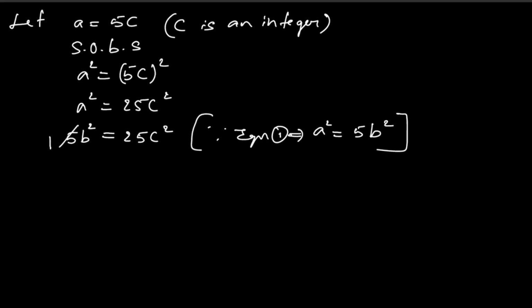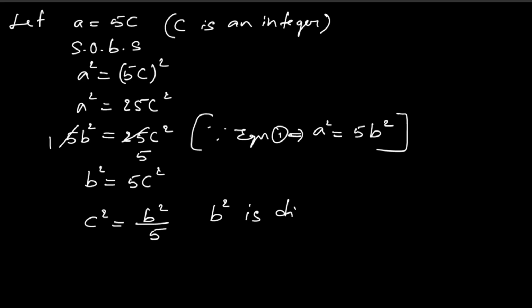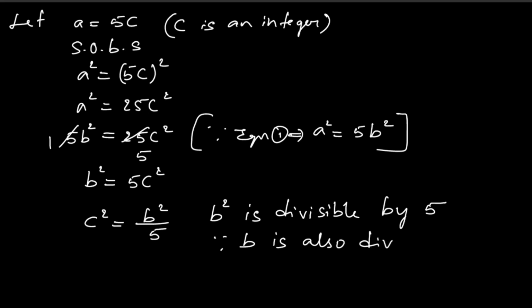Now 5 ones are 5, so b square is equal to 5c square. Now c square is equal to b square by 5. You can clearly see b square is also divisible by the same number, 5. Whether it is a prime number or non-prime number, don't consider that. b is also divisible by 5.